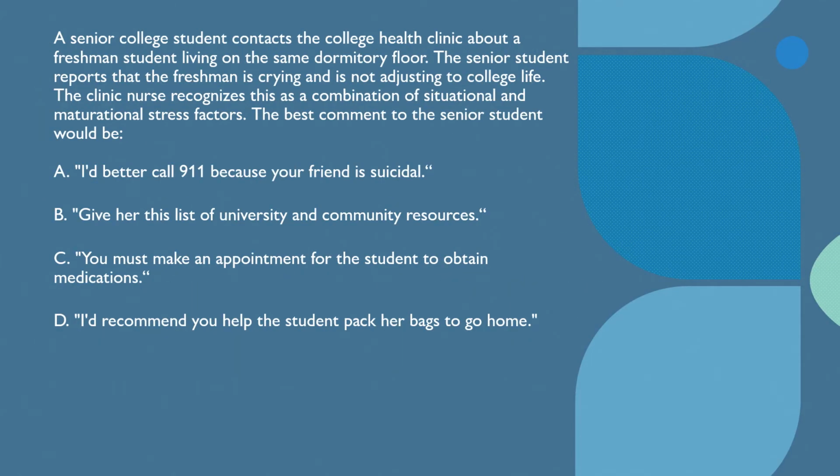A senior college student contacts the college health clinic about a freshman student living on the same dormitory floor. The senior student reports that the freshman is crying and is not adjusting to college life. The clinic nurse recognizes this as a combination of situational and maturational stress factors. The best comment to the senior student would be: A. I'd better call 911 because your friend is suicidal. B. Give her this list of university and community resources. C. You must make an appointment for the student to obtain medications. D. I'd recommend you help the student pack her bags to go home.